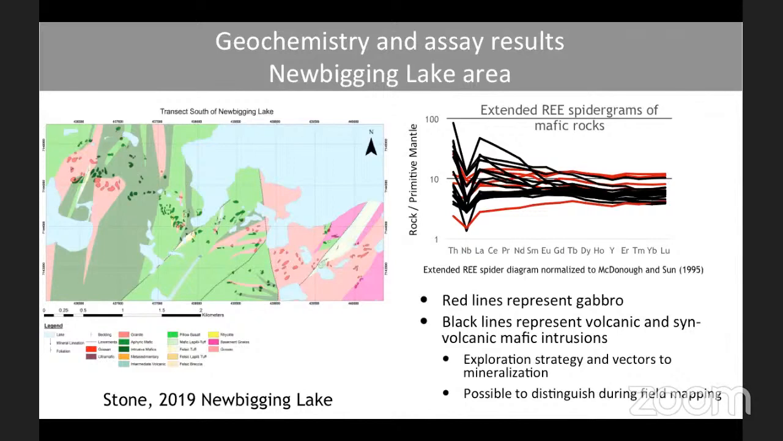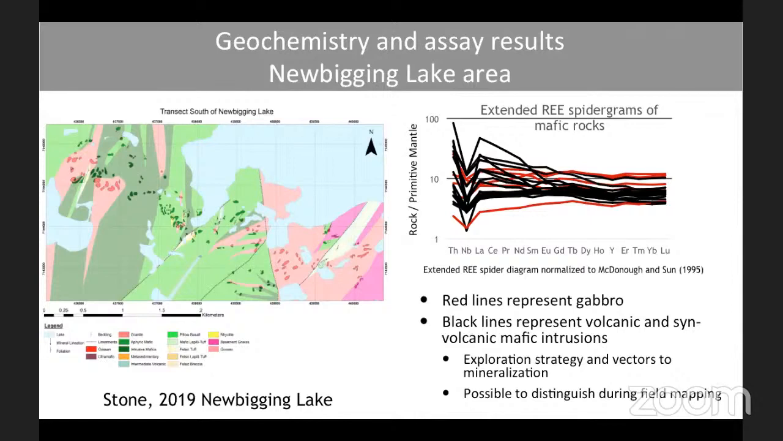A really neat part of this work is that in the field, we were able to distinguish different types of coarse-grained mafic material. So the red lines on this extended rare earth element spidergram show in red what we thought were gabbro intrusions that were not related to the volcanic stratigraphy, and in black, the rocks that we thought were volcanic in origin or synvolcanic mafic intrusions.